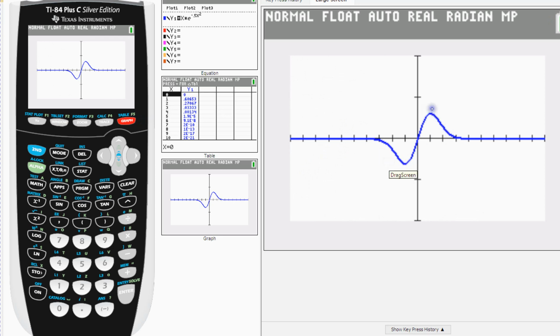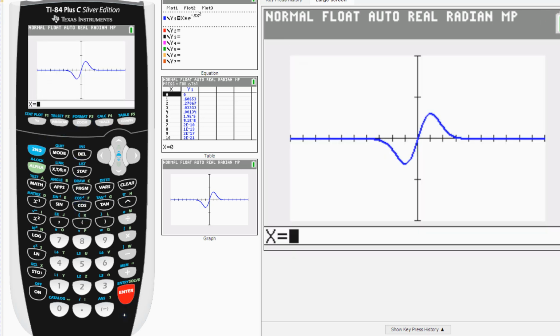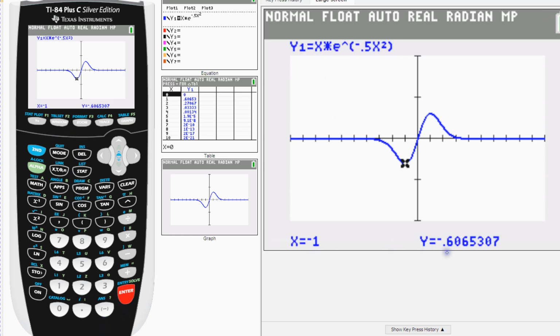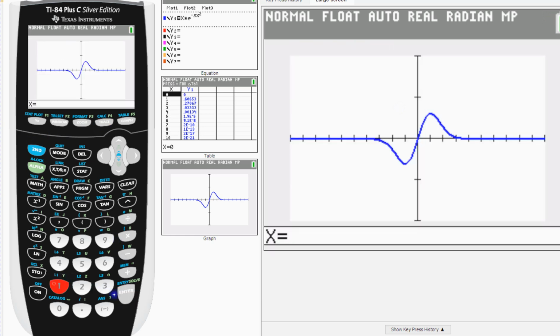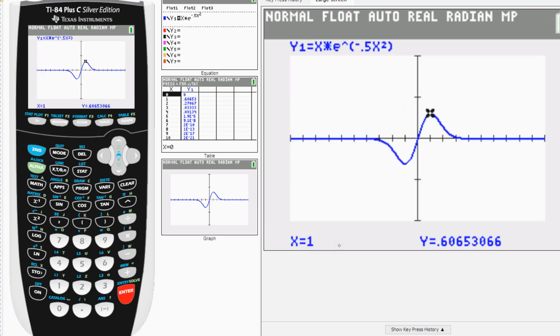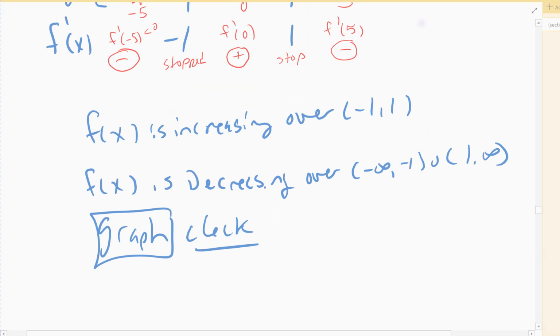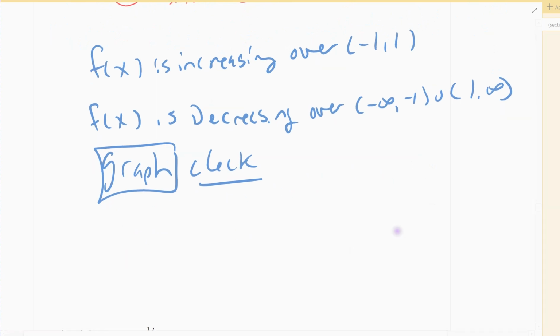And then I can make sure that I did find the right point. So if you will go in, you hit second trace, select value, type in negative 1, enter, and there's my minimum, negative 0.606, which I rounded to negative 0.61. My maximum should be up here, and again, I can do the same thing, second trace, value at 1, and it is 0.6065, which I round to 0.61. And so now I'll graph it on my sheet of paper. Alright, so my graph checks everything. My graph is sort of my check step that I did the calculus right.